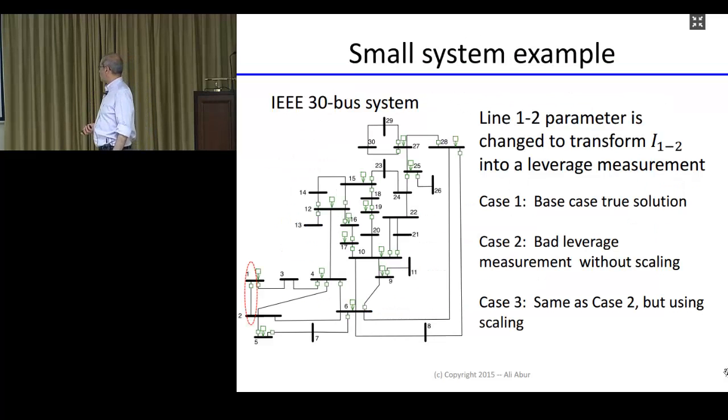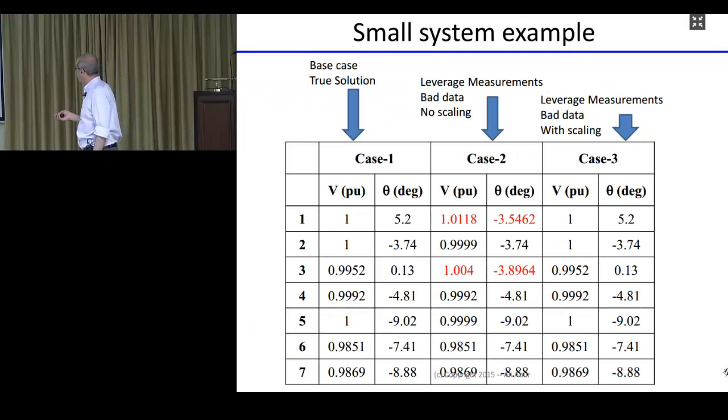Here's an example to illustrate how easy it is to get rid of the leverage points. In this case, we intentionally created a leverage point for this current measurement along line 1 to 2. Then we introduced bad data on that leverage measurement, first without scaling, and then with scaling to show the impact. This is the true solution, and when we introduce bad data on the leverage measurement without any scaling, you notice that these solutions are incorrect. Instead of this true solution, we get that, and so forth, even though the rest of the solutions are correct. So the impact is very local, and when you do scaling, you get the correct solutions. It's just a small illustration of how this works.